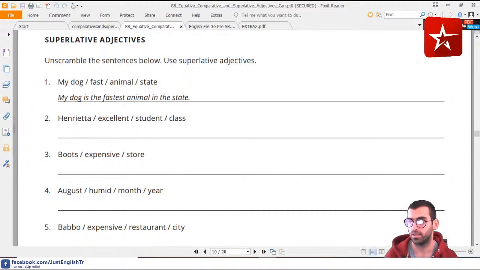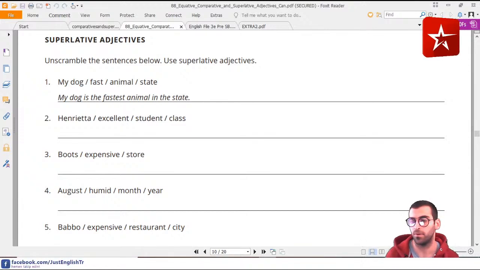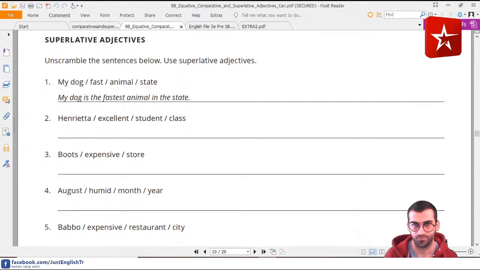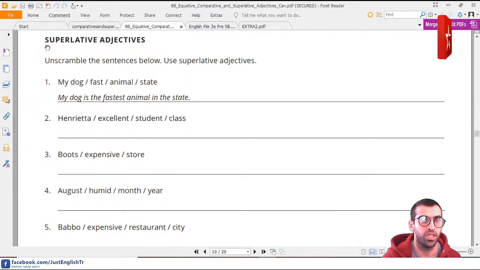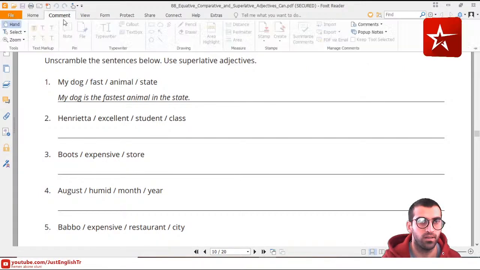How can we make other sentences? For example, Henrietta, excellent, student, class. We have 4 words, and we have to make a sentence from these 4 words in order to make a superlative sentence. I need your help in this topic. I need your answers. I need your fantastic comments to this sentence. Okay, guys, be careful. How can we make this sentence? We have to use a subject. How can we do that?